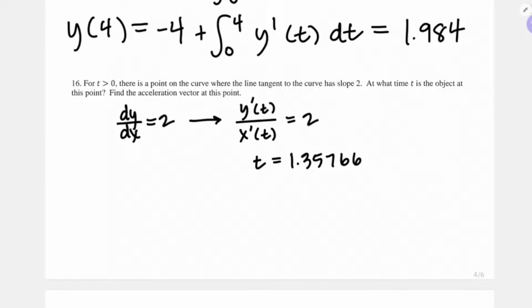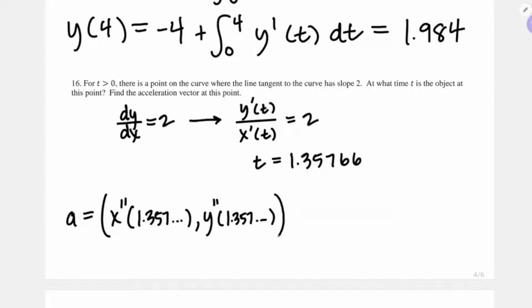All right. Now, you could say let k equal that, and then x double prime of k and y double prime of k, but I'm just going to say acceleration is going to equal... maybe I would have been wise to... x double prime of 1.357... and y double prime of 1.357... and that's going to be, okay, I'm just copying from the calculator, 0.135 and 0.955.